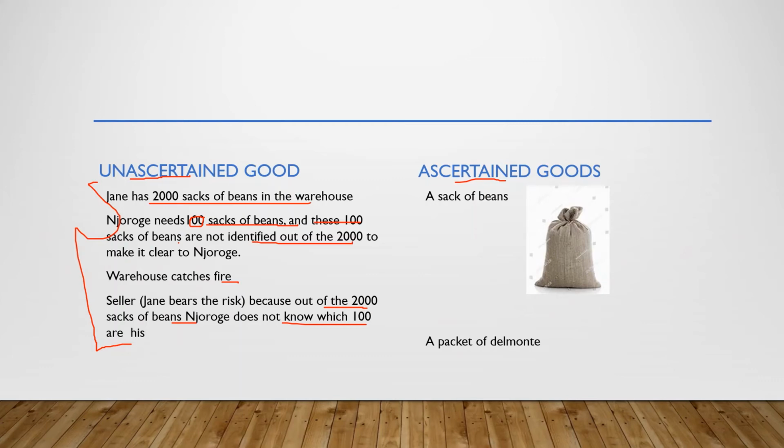Now, on the other side, when it comes to ascertained goods, when you walk into a supermarket to buy a packet of Del Monte, remember nothing needs to be done to this packet of Del Monte, meaning that this good is specific. If you go to buy a laptop, that good is specific. If you go to buy 1 sack of beans in a supermarket, that good is specific. You simply pay for it and leave, meaning that you need to appreciate the distinction between non-specific and specific goods as far as Section 18 and 19 is concerned.